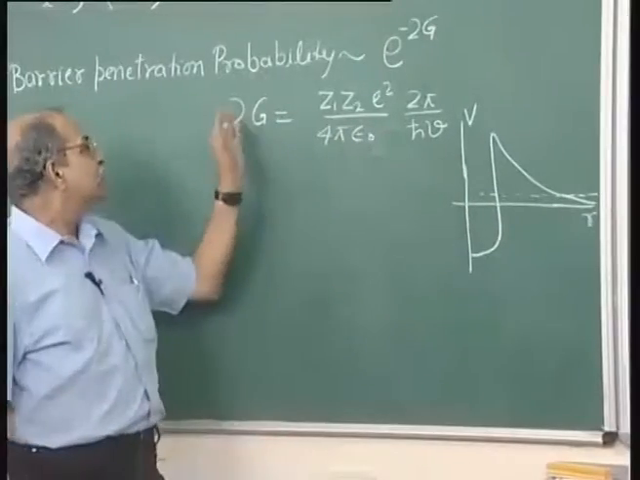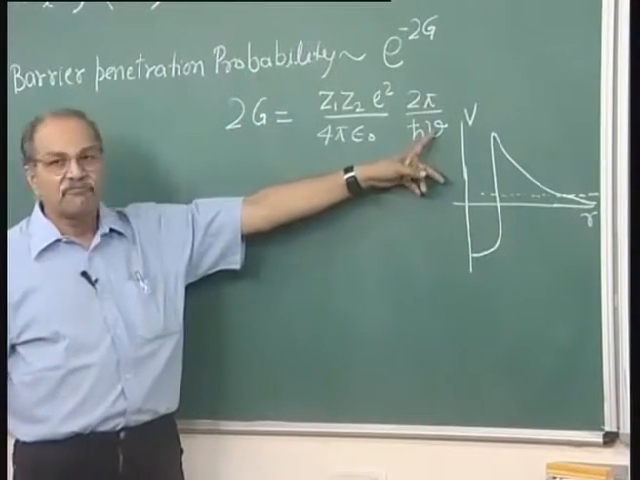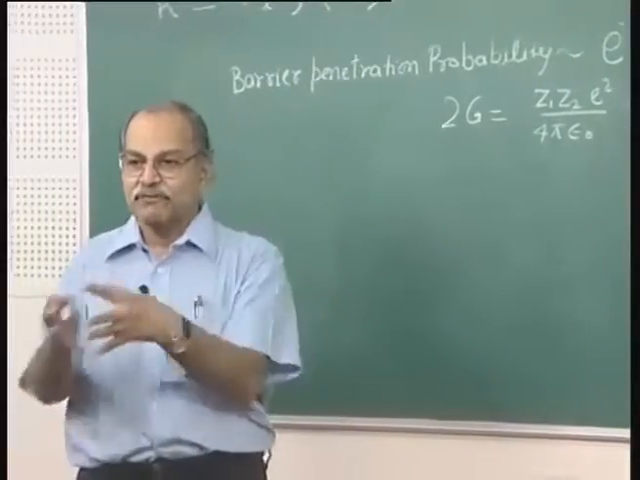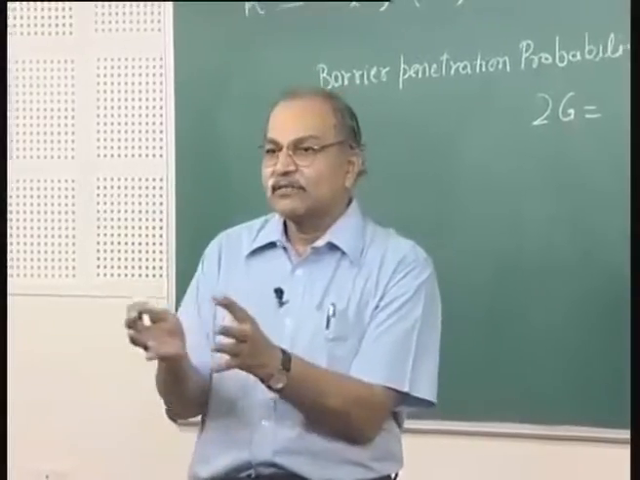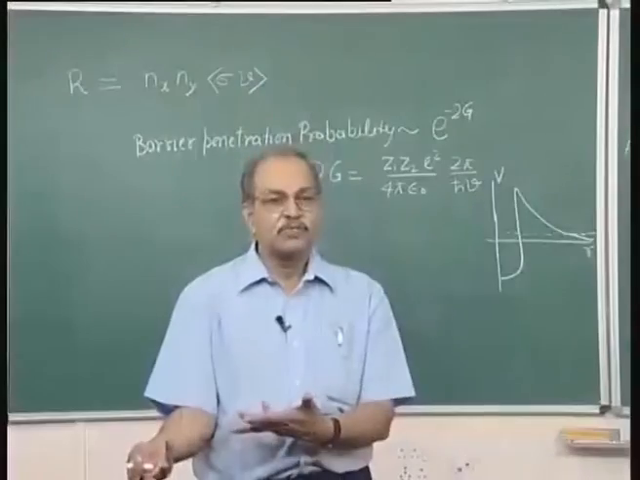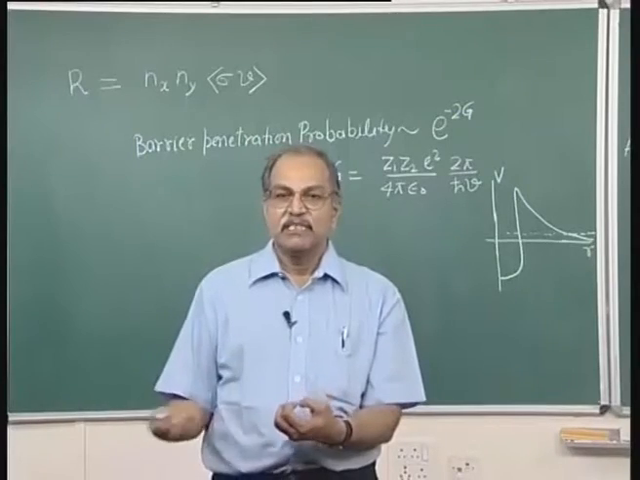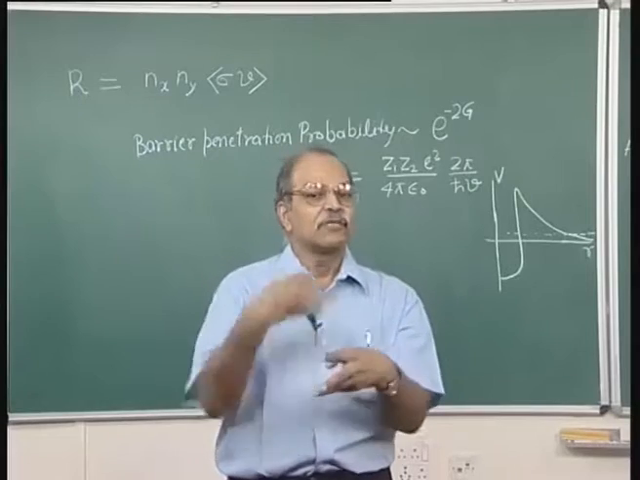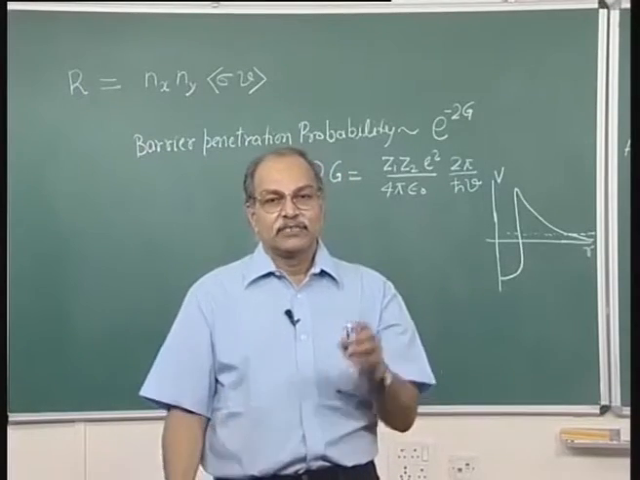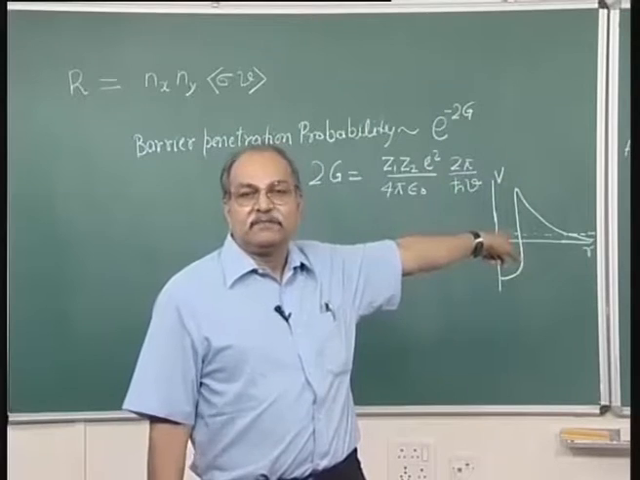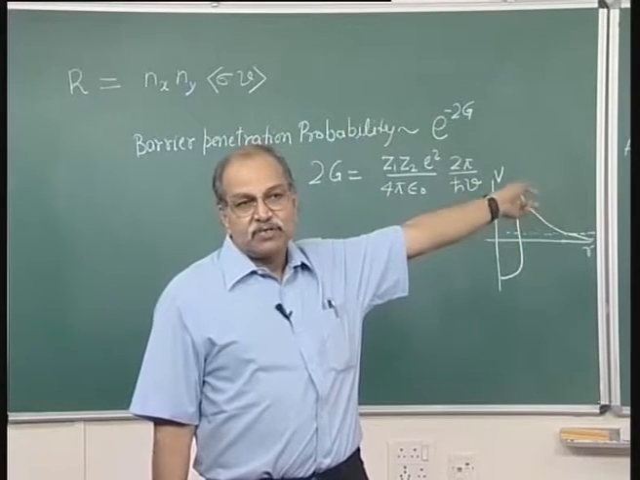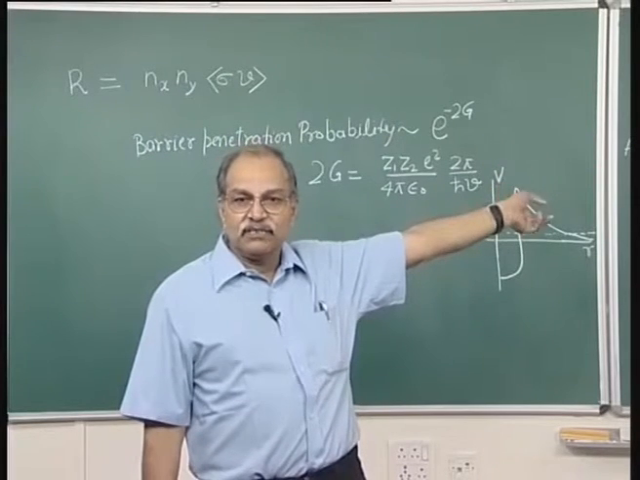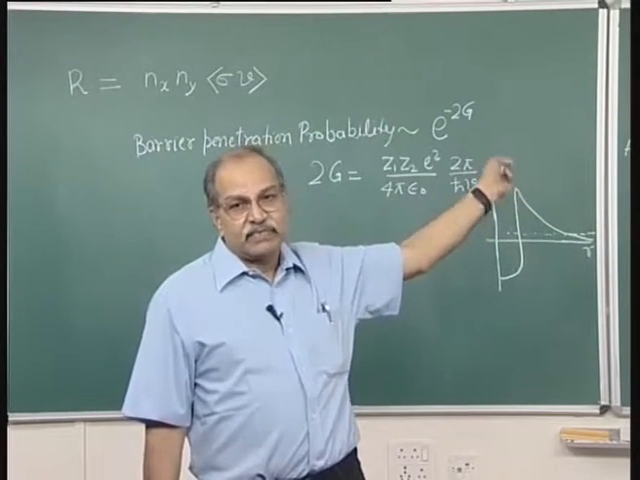So, that is how this penetration probability depends on v. And the cross section, which is again some kind of probability of fusion, is directly proportional to this barrier penetration probability. If the barrier penetration probability is high, then the fusion probability is also high, and the cross section is also high. So, sigma will have a factor of e to the power minus 2g because of this barrier penetration. But this is not the only velocity dependence.